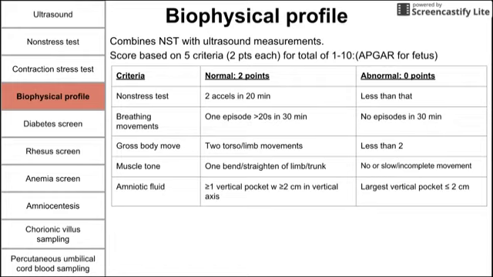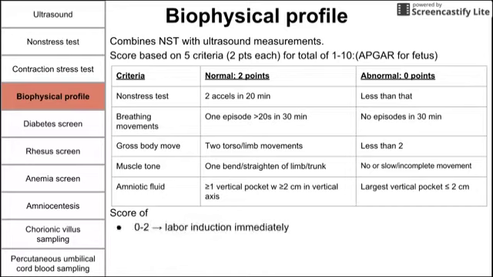The last criteria is amniotic fluid. If you have at least 1 vertical pocket with a vertical axis that is at least 2 centimeters deep, then you are good for 2 points. If your largest vertical pocket is less than 2 centimeters, then that is 0 points. You sum these 5 criteria together, and that score is your biophysical profile.